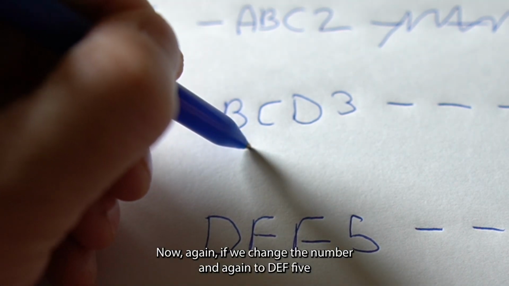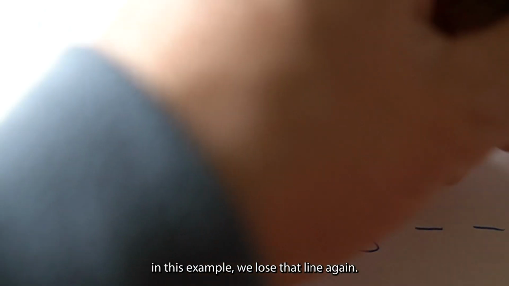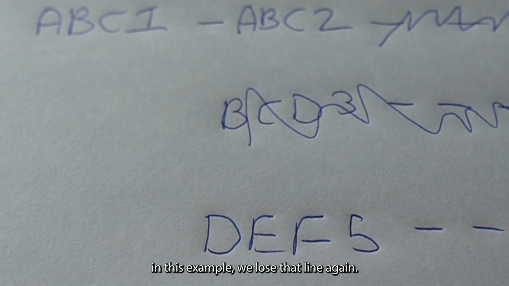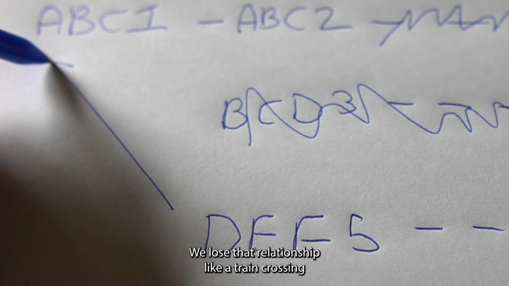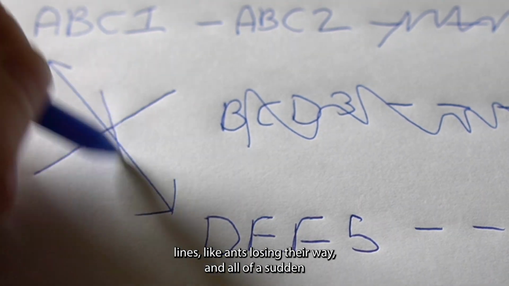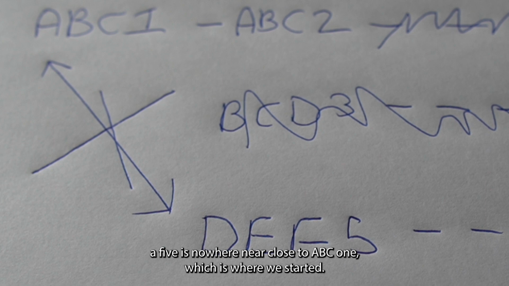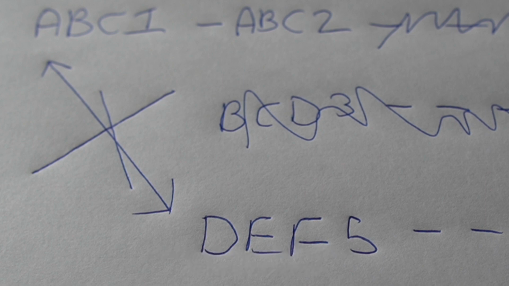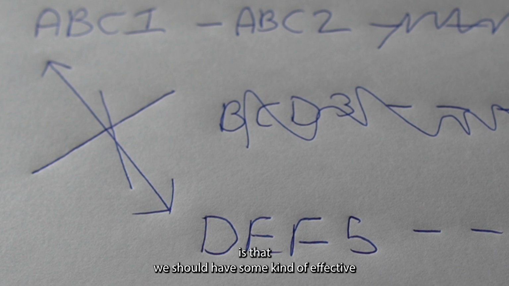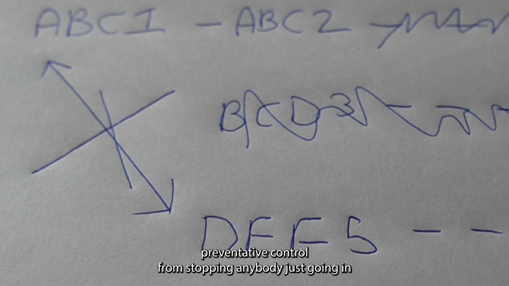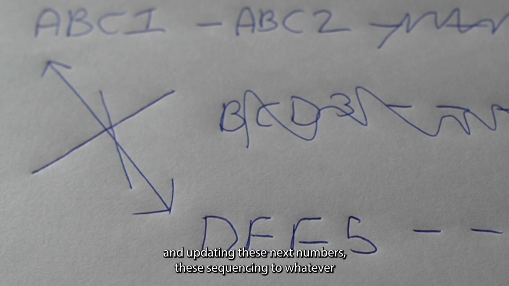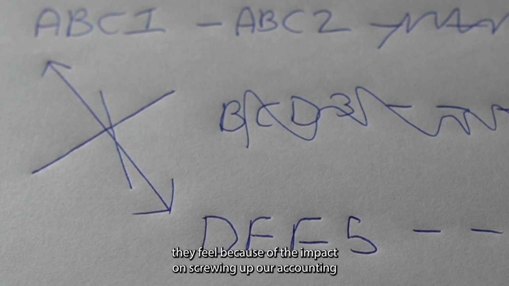Now, again, if we change the numbering again to DEF5 in this example, we lose that line again. We lose that relationship, like a train crossing lines, like ants losing their way. And all of a sudden, DEF5 is nowhere near close to ABC1, which is where we started. So the point I'm trying to make is that we should have some kind of effective preventative control stopping anybody from just going in and updating these next numbers, these sequencing, to whatever they feel, because of the impact on screwing up our accounting and finance.